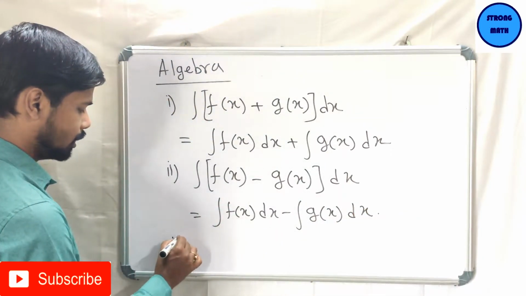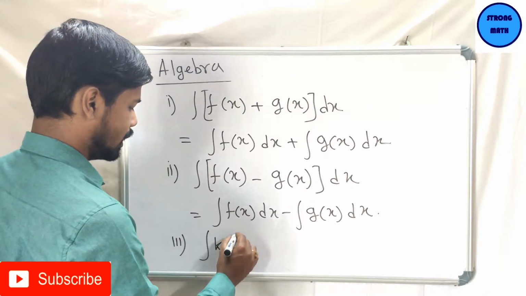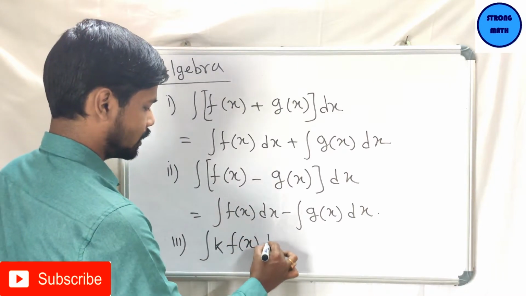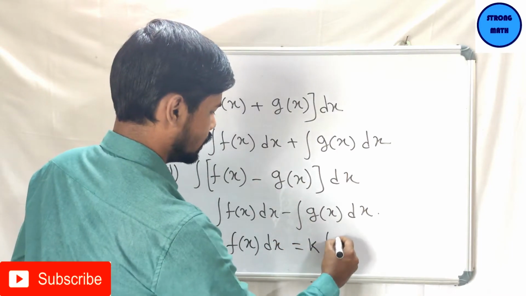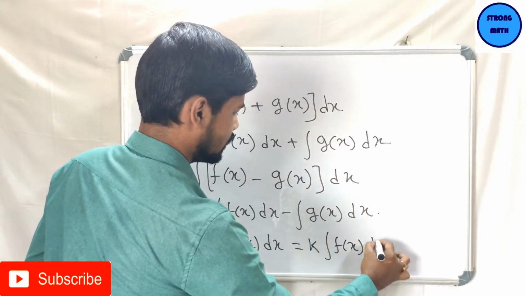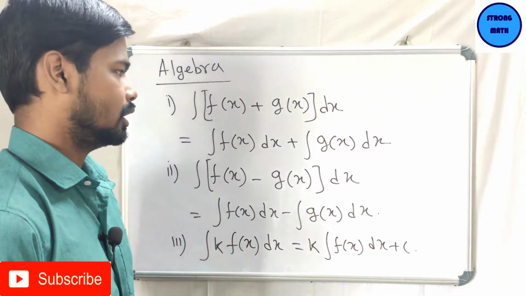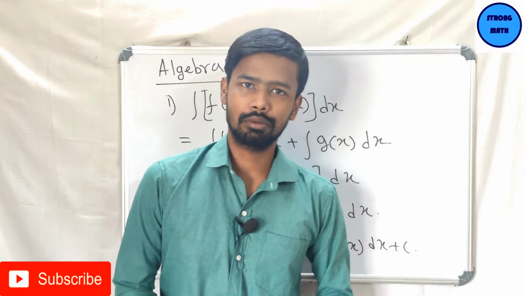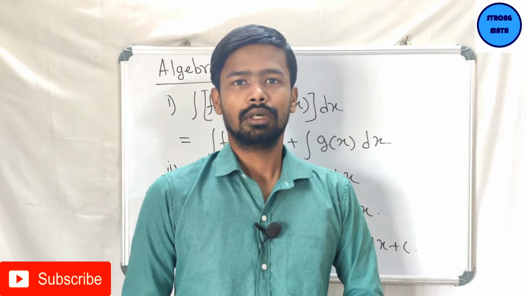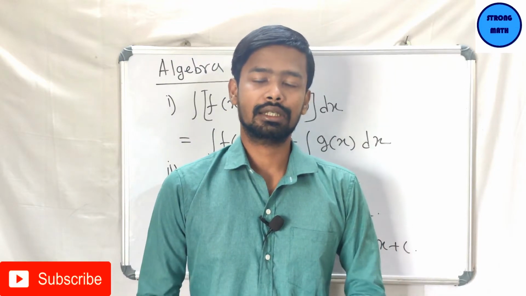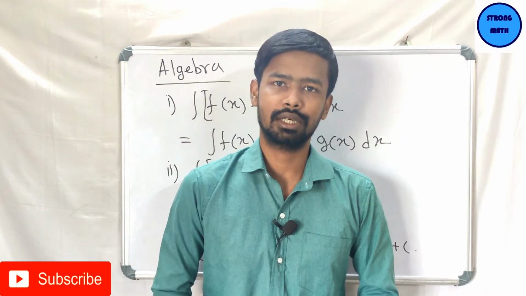Okay. Third one, if any scalar or constant k is multiplied with a function f(x), then the integration of this function will be k into integration f(x) dx plus c. For multiplication, there is a special rule which is known as the by parts rule. We will explain the by parts rule in some other videos. That is another section of integration, and for division there is no rule for integration.